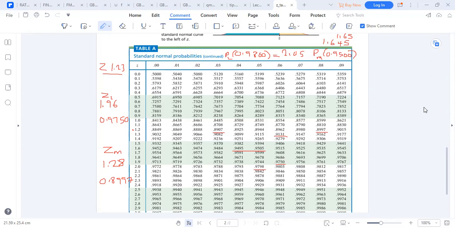It's 2.5, 4. That's 0.995. Yeah. 2.5 and 0.08. Yes. So 2.58.